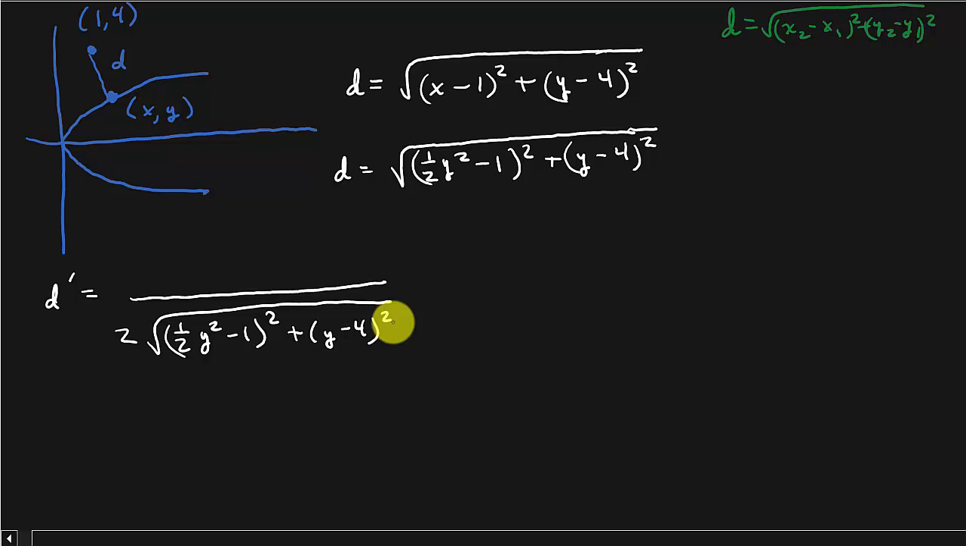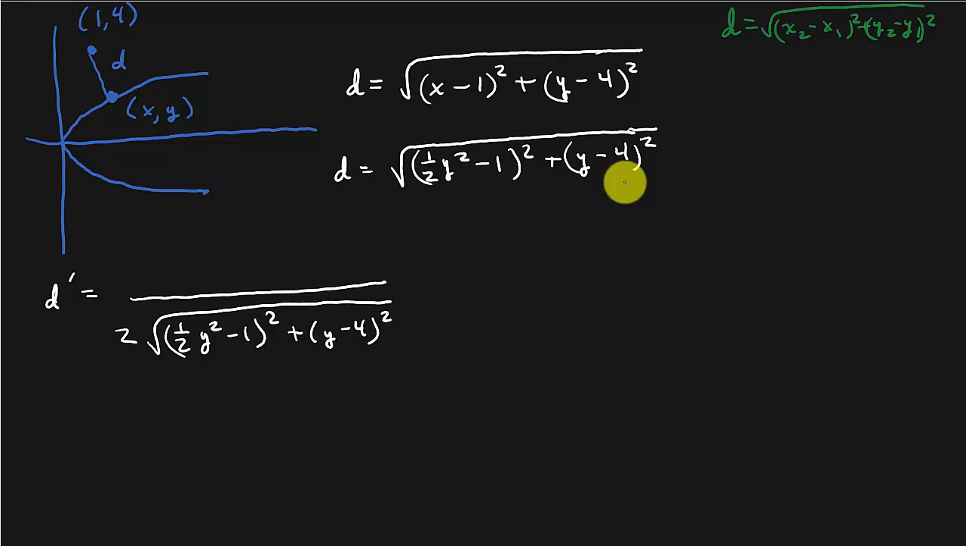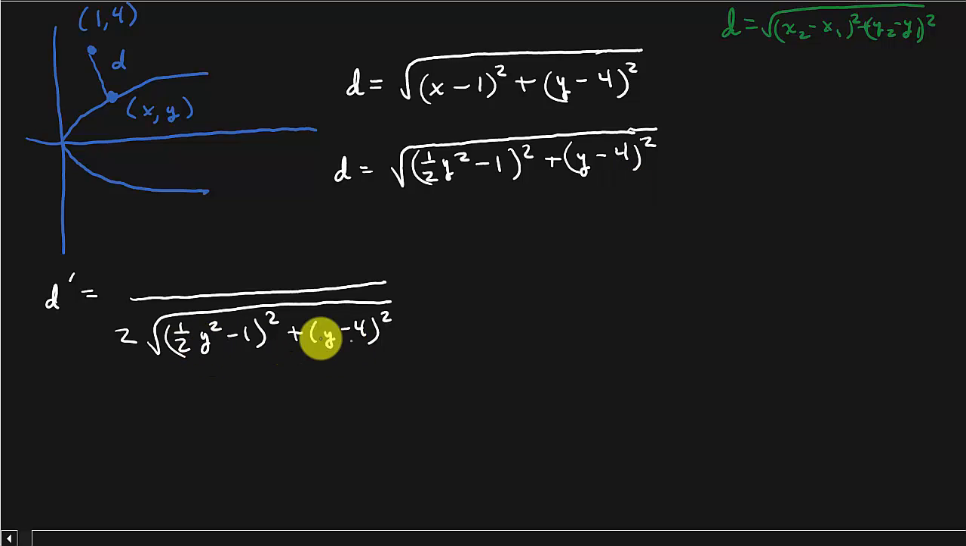So whenever you're taking the derivative of a square root, it's 2 times whatever your square root is. That goes in the denominator every time. And then what goes in the numerator is the derivative of what's underneath the square root. So what's the derivative of what's underneath the square root? Well, I've got chain rule here, right?